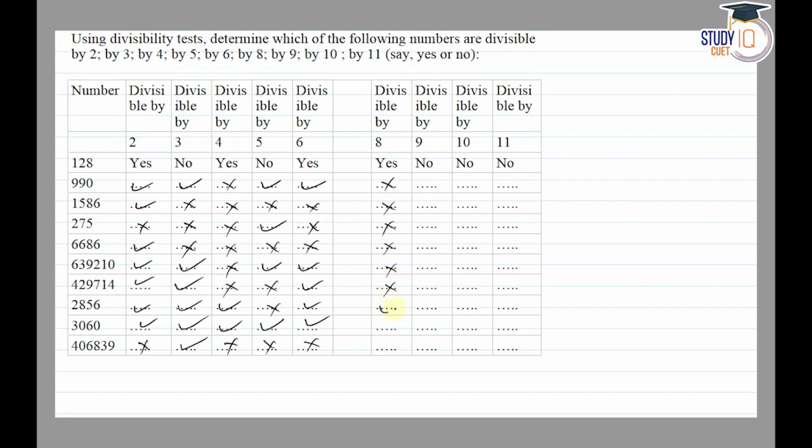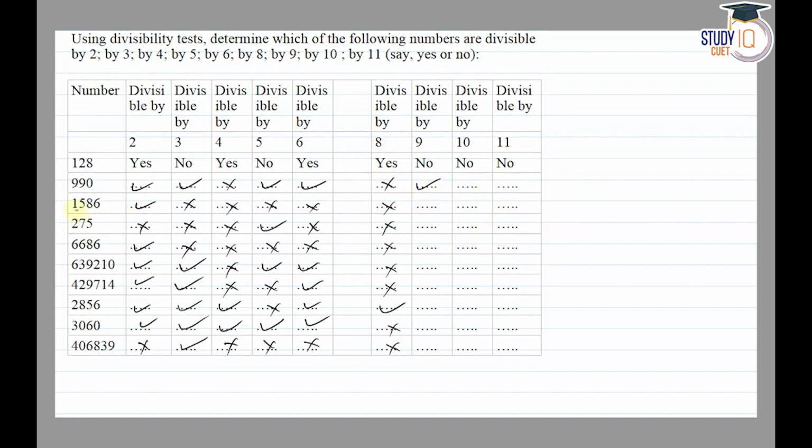856 is divisible by 8. 60 is not divisible by 8. And 839 is not divisible by 8. Divisible by 9. So the rule is sum of all digits is divisible by 9. So 9 plus 9, 18 is divisible by 9. So the number is divisible by 9.